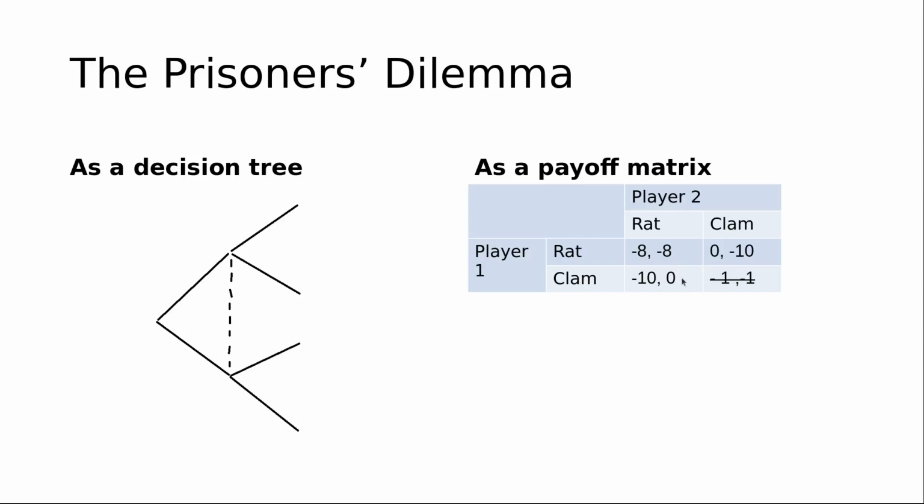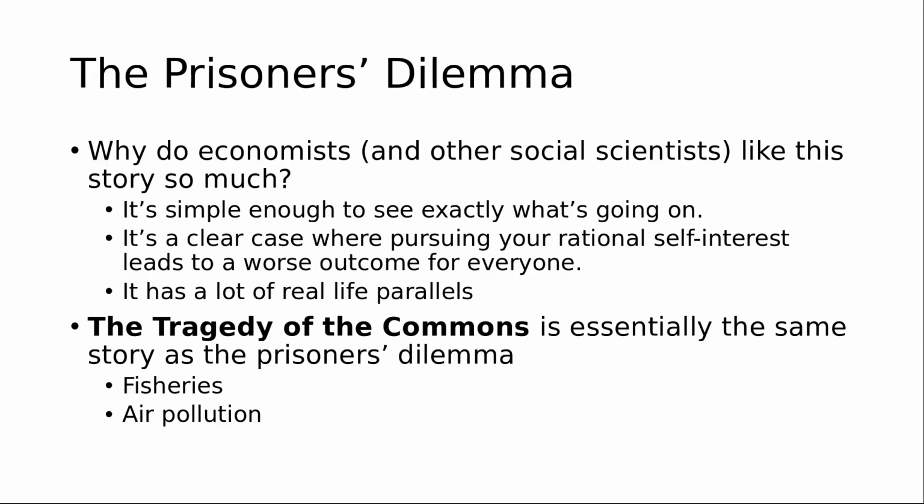If player one is going to keep their mouth shut, player two would face a punishment if they keep their mouth shut, and avoid punishment if they rat. So again, they have incentive to rat. And player one's in the same situation. So we have an equilibrium here. We predict that both are going to rat on each other, even though they would both be better off if they kept their mouth shut. They would have -1 if they kept their mouth shut, but by following their individual rationality, they both end up with -8. So, why do we like this story so much?